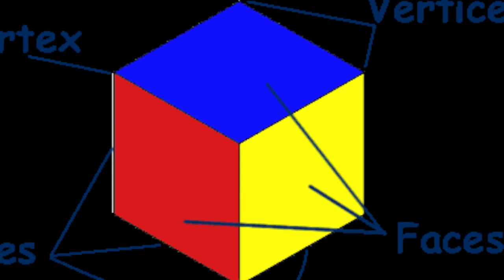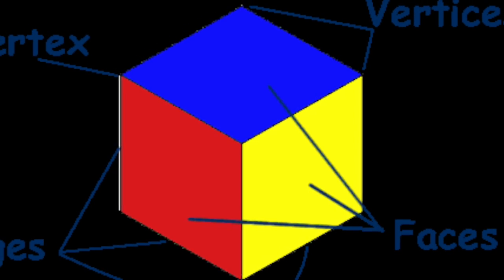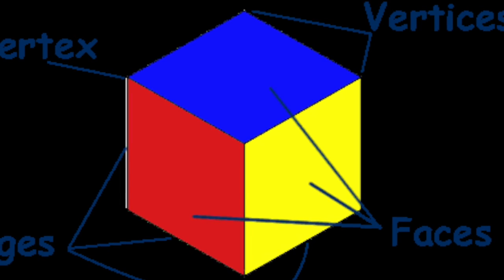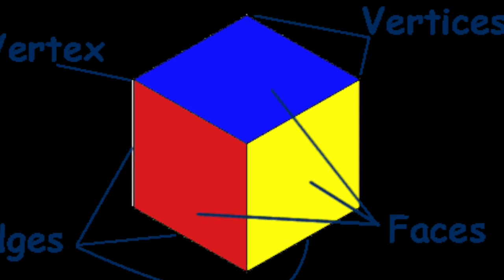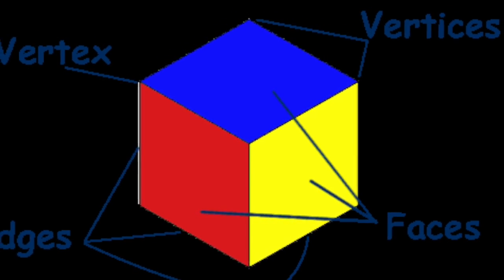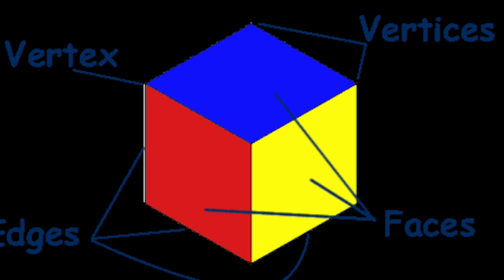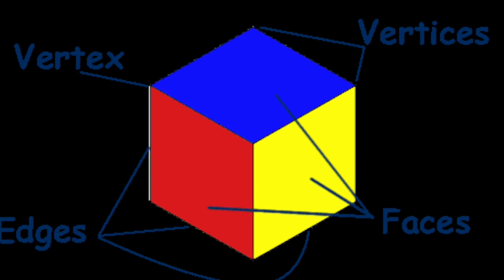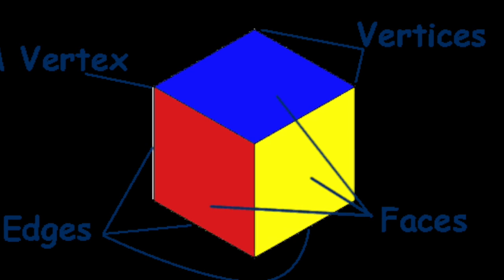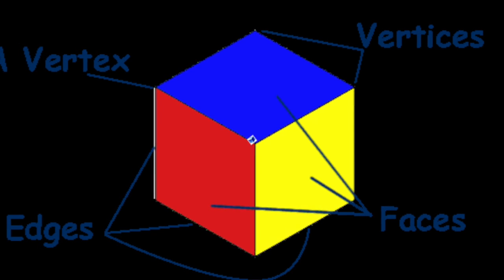This diagram here shows features that most 3D objects have. It has faces, which are flat surfaces, edges, where 2 faces meet, and vertices, the corners where 3 or more edges meet. We can also extend the cube to make a rectangular prism.